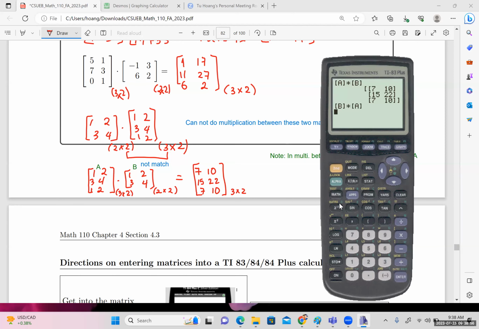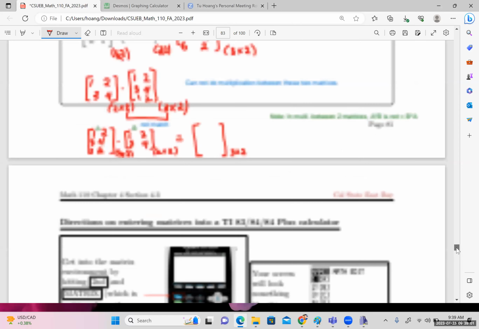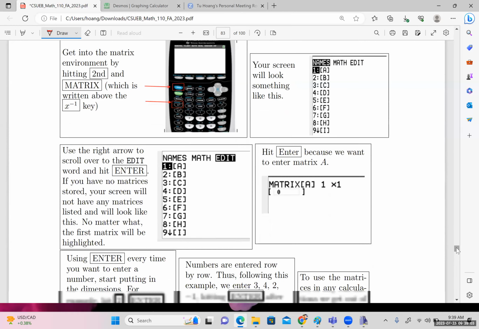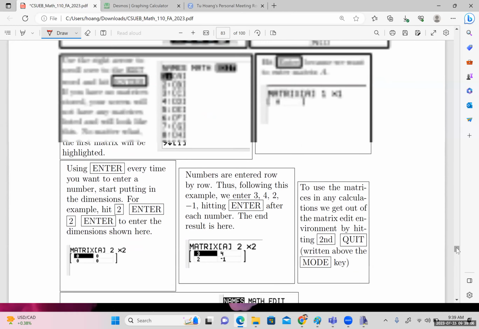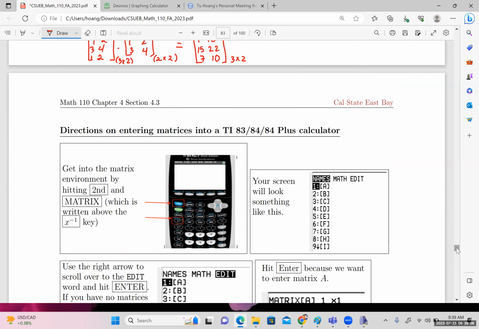So now I just finished the way to do multiplication between two matrices, and also showed you how to use the calculator to do operations between matrices. You can also do this for adding two matrices or anything else, and that should also work.